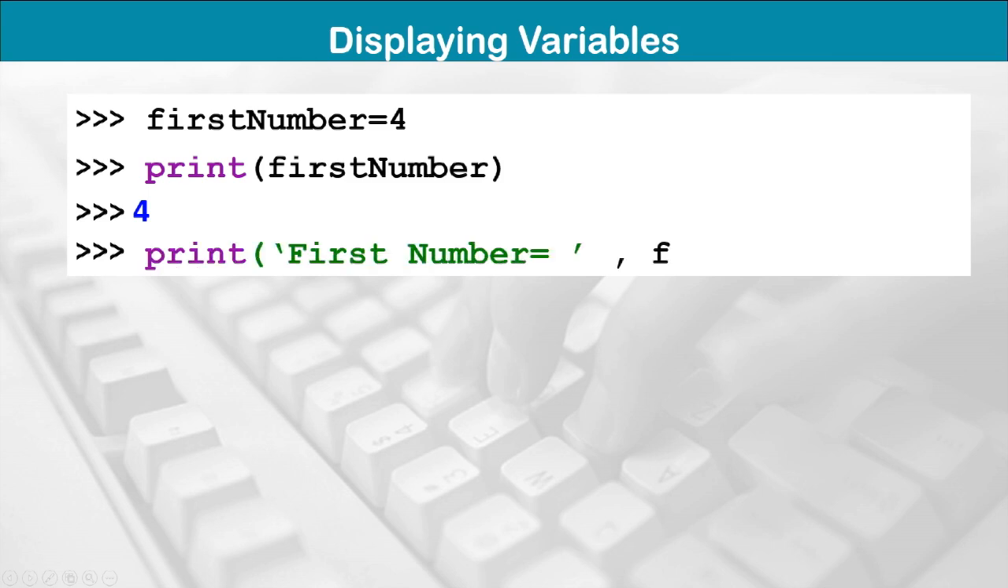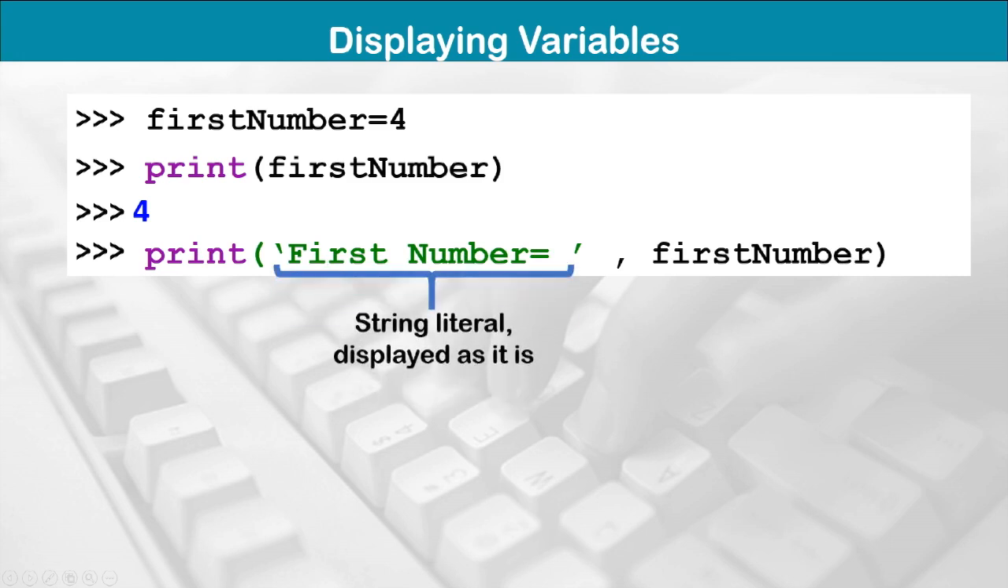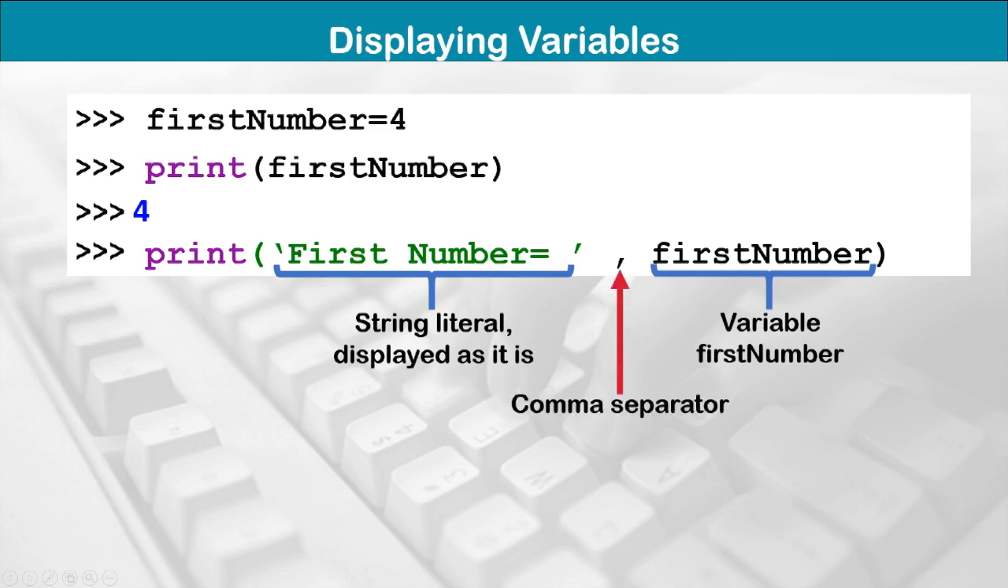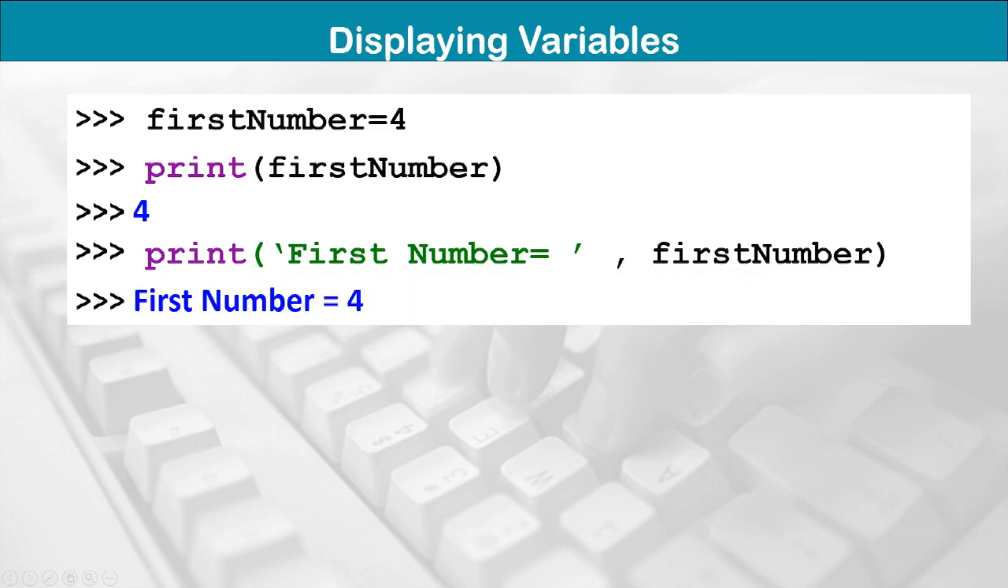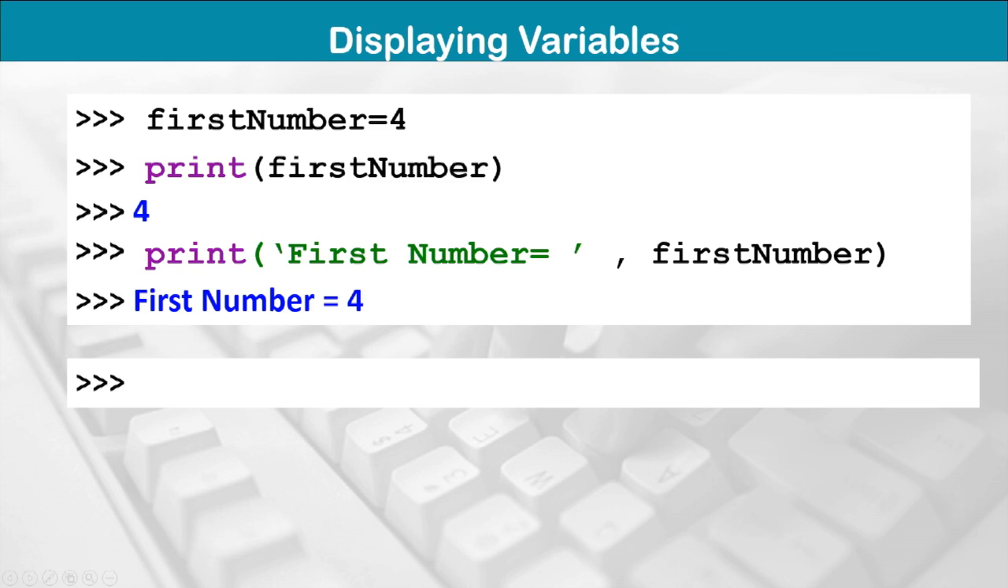The print command has two parts. A string literal that tells the user what is being displayed. The second part consists of a variable name. The two parts are separated by a comma. Now the output is first number equal to 4. Similarly, we can ask for a username and display a greeting using the name entered by the user.